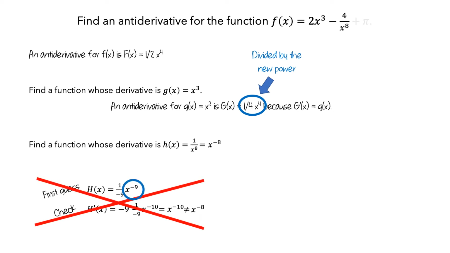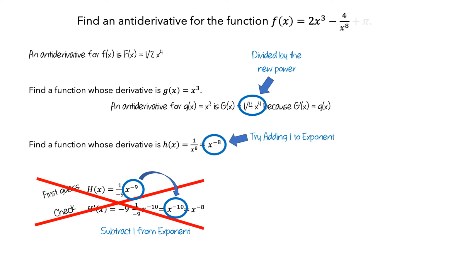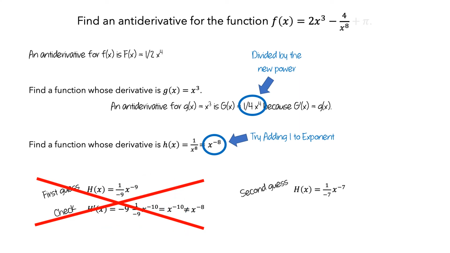Now, if we look at the exponents for big H and h prime, when we use the power rule, we subtracted 1 from the exponent. For x to the -8, we need an antiderivative, so let's try adding 1 to the exponent. So, for our second guess, let's add 1 to -8 to get -7, and multiply by 1 over -7.